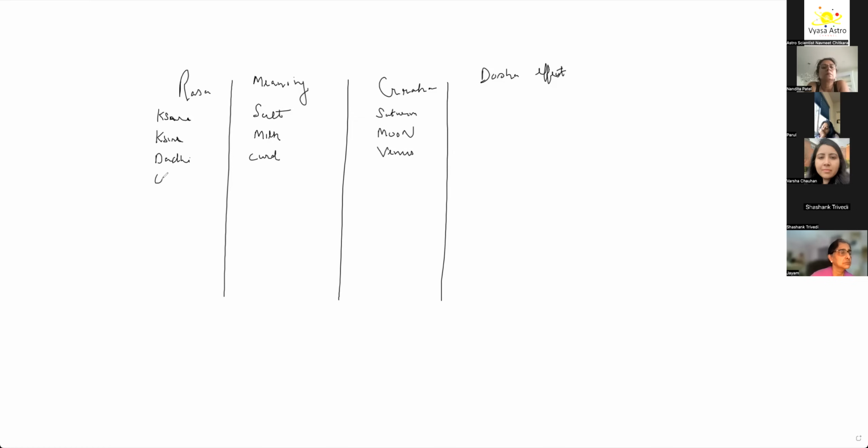Then we have Grata, which is ghee. And the planet associated is Jupiter. Then we have Iksa, Iksa rasa. Iksha भी बोलते हैं, Iksa rasa. It means sugar cane. Planet associated is Mercury.